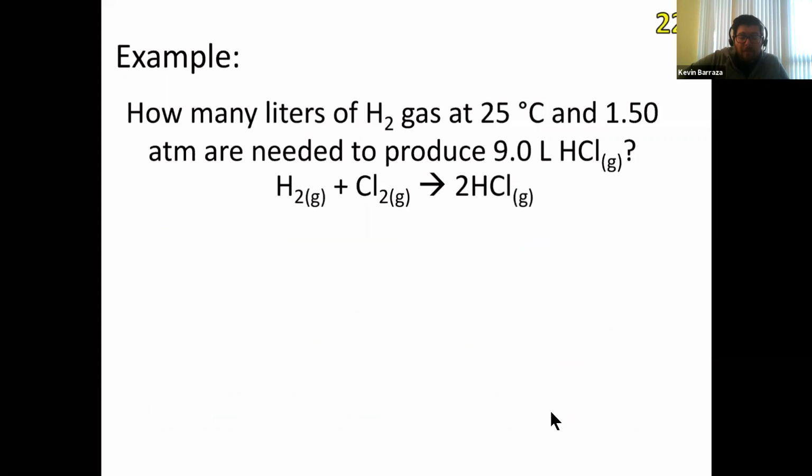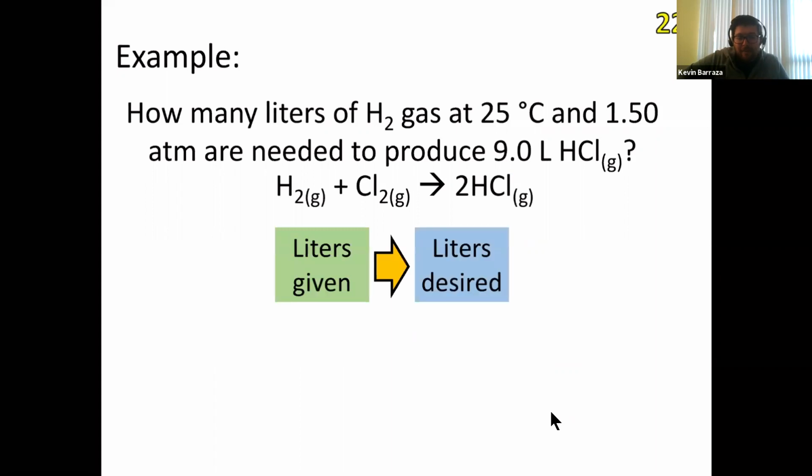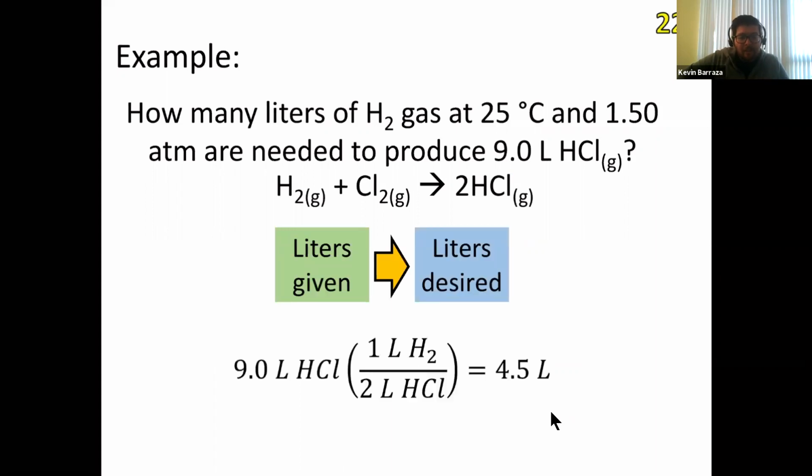So to look at this problem one more time, the simpler way to do it would be to directly go from liters given to liters desired using my given information, and only, and we have to be very careful, only works for volume given of gas to volume desired of gas. There we go. But when we do that, they become purely liter, volume to volume conversions.